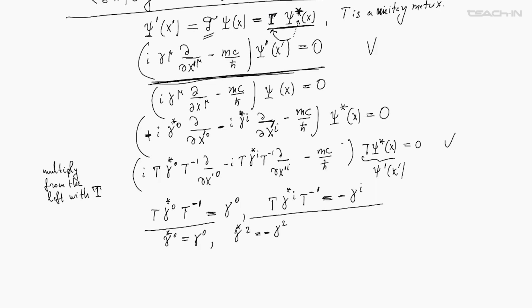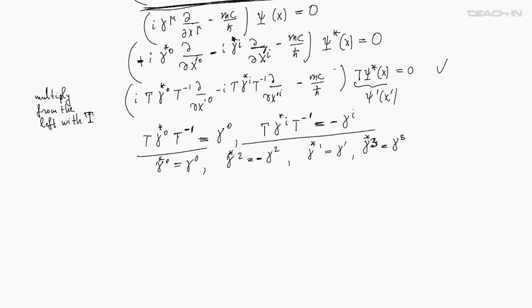Gamma 1 and gamma 3 are real because they are constructed with the help of Pauli matrices sigma 1 and sigma 3, which are real matrices. Therefore, eventually you see that T gamma 0 T minus 1 is gamma 0. T gamma 2 T minus 1 is gamma 2. And T gamma 1 T minus 1 is minus gamma 1. And finally, T gamma 3 T minus 1 is minus gamma 3. Okay, so these are the conditions for this matrix T we have to satisfy.